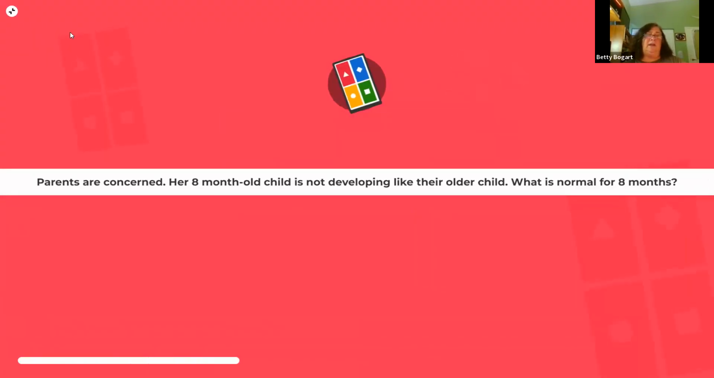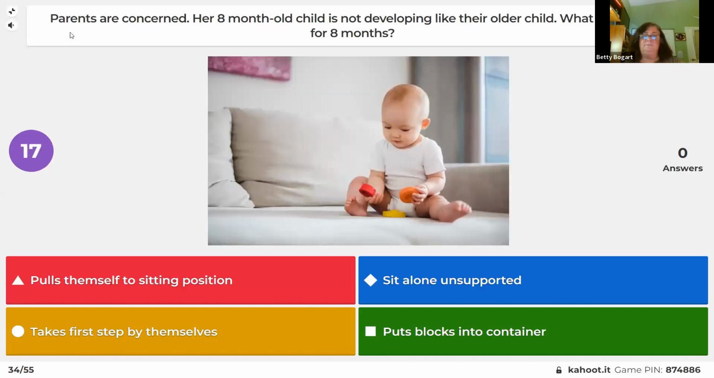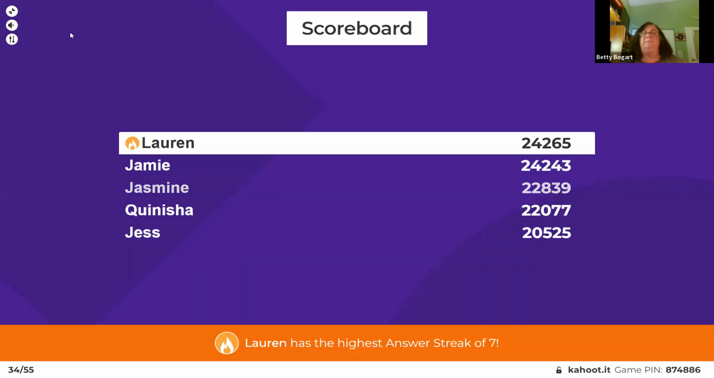Parents are concerned her 8-month-old is not developing like her older child. What is normal for 8 months? I mean, things happen so quickly in the first year, but the thing about 8 months is sitting alone unsupported. That's what you see. 9 months old, they're pulling themselves up.